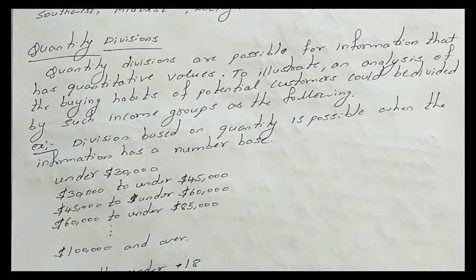The next one is division based on quantity. When you divide the information on quantity, your information has a number base, because you have collected the information based on numbers. Is it clear? At that time, while preparing the report, you are going to make a number of subsections. So these sections are divided based on the number base.